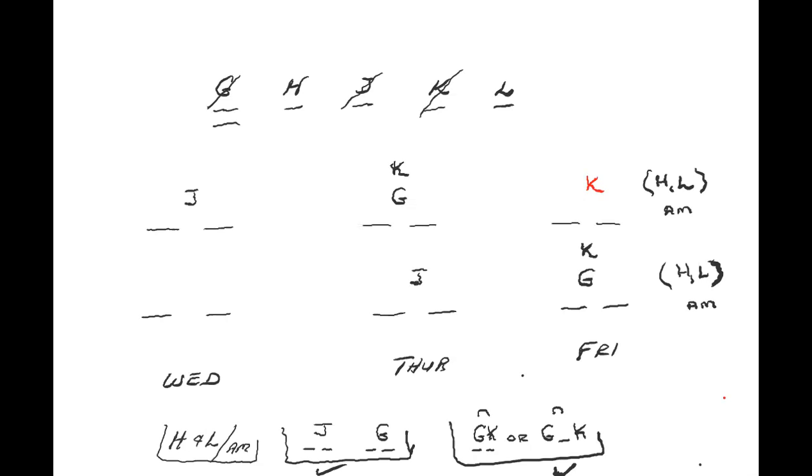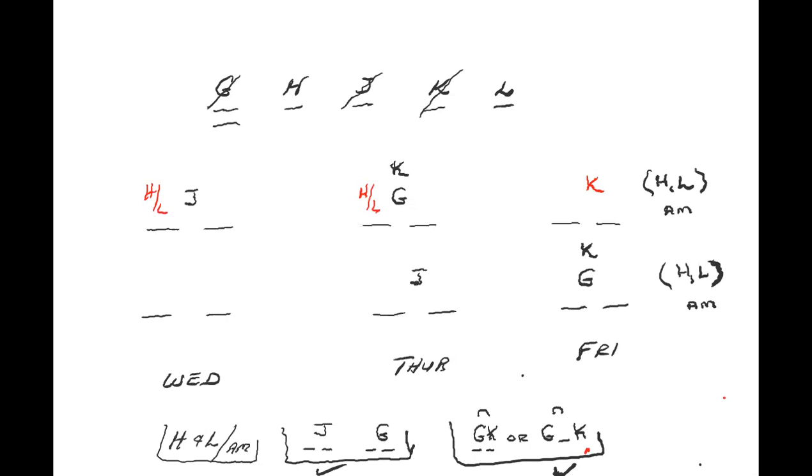Okay. And the implication of that, again, you stop. Don't go looking at the answer choices. Stop. That means both H and L have to be distributed like this. They got to be in the morning. So that's what you got. On Wednesday, you have H, L, and J. On Thursday, you're going to have H, L, and G. And K is over there alone.